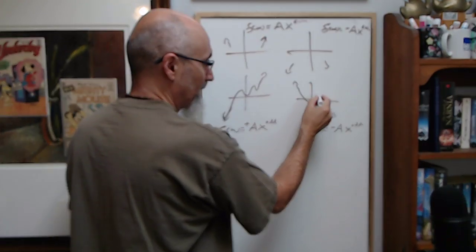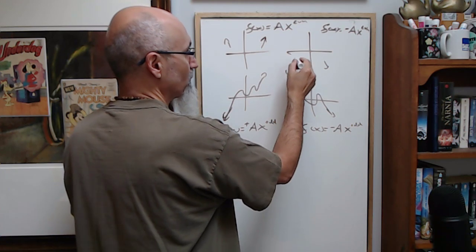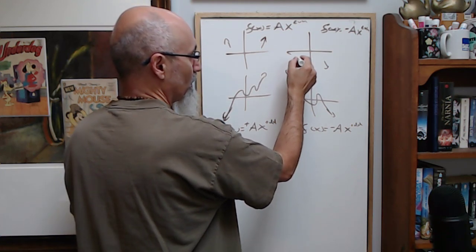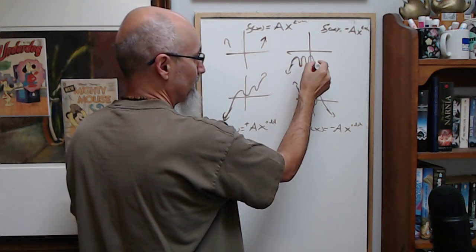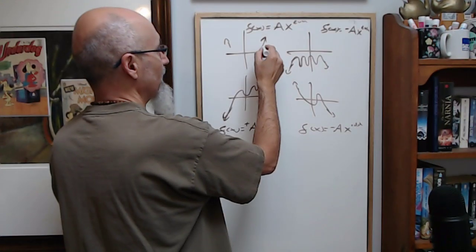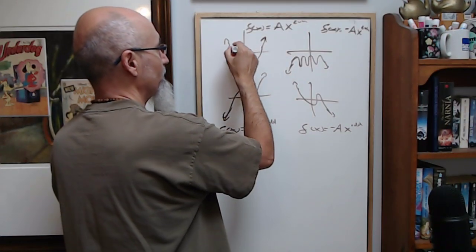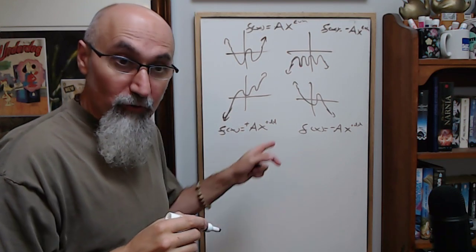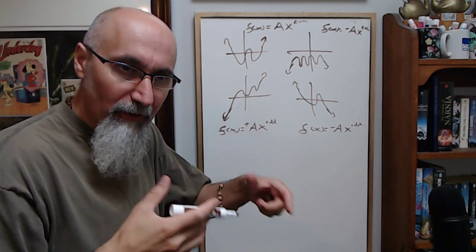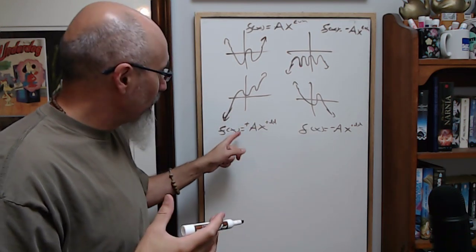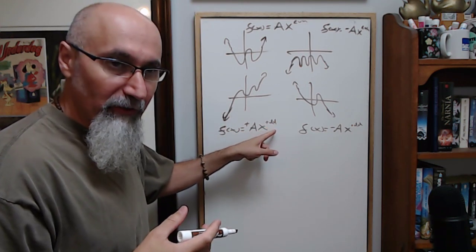So this would be x to the power of 3, and this would be x to the power of 1, 2, 3, 4, 5, 6, 7, 8, and this would be x to the power of 4. The number of curves tells you what type of function you have, what degree.